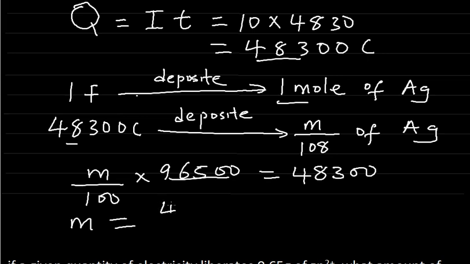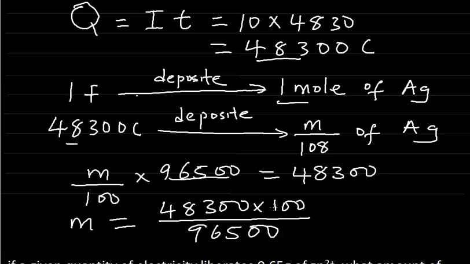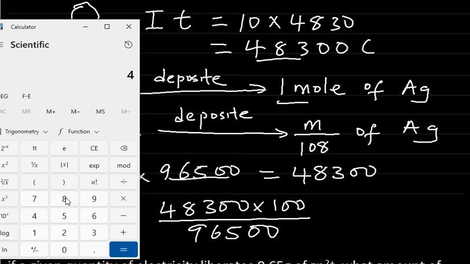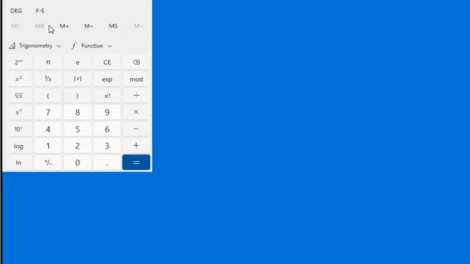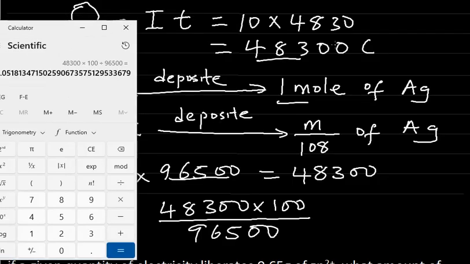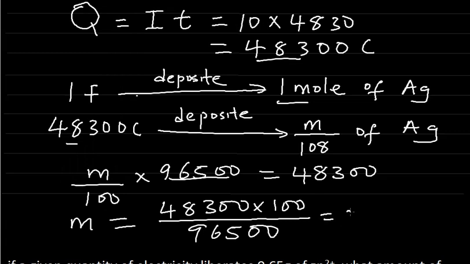Cross multiply, I'm having 48300 times 108, then divided by 96500. Let's do that. 48300 times 108, then divided by 96500. So 50.1 approximately. So 50.1 grams.